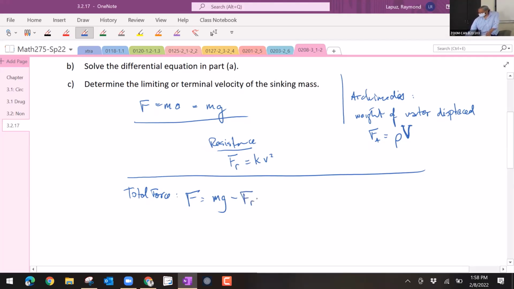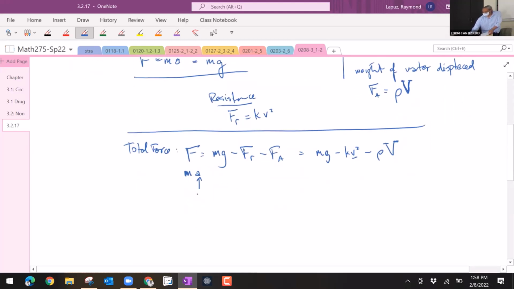And then the weight is also, we think of the weight as being pulled down, but since going down is positive, we're going to put a negative in front of that, F sub A. So this is your force, and this is equal to mg minus kv squared minus rho capital V. And Newton's law says force is equal to mass times acceleration, and acceleration now is the derivative of the velocity.